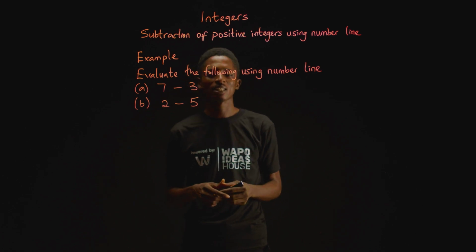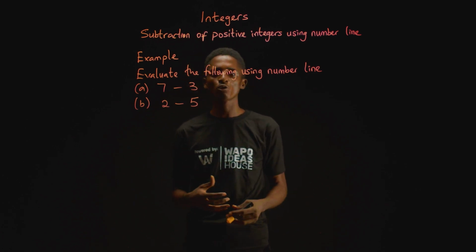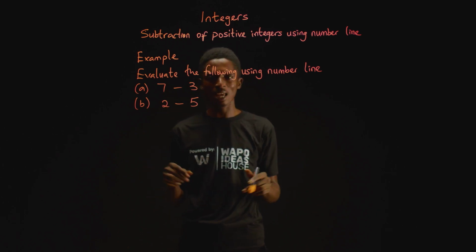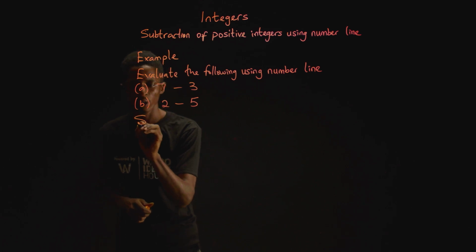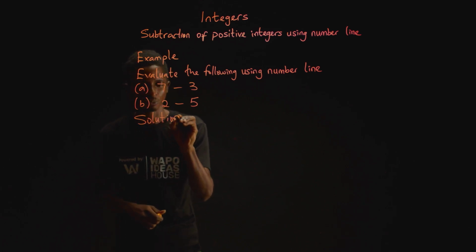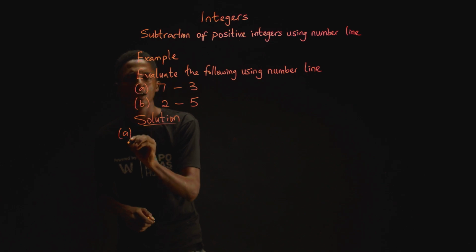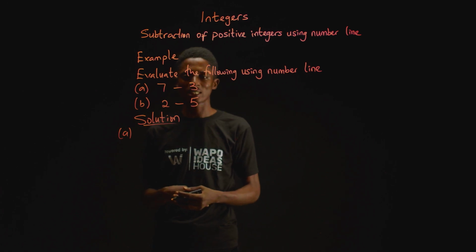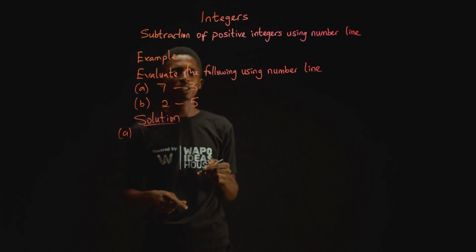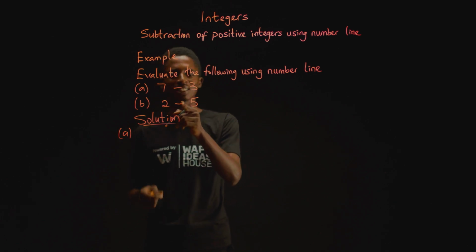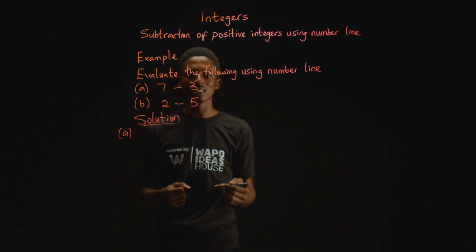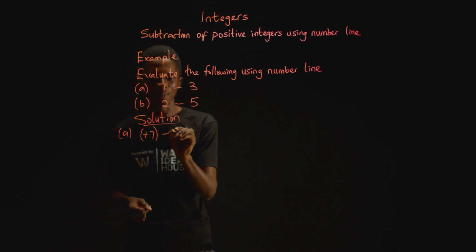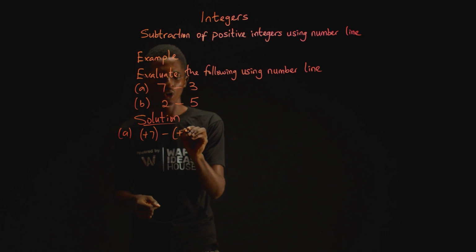To perform this, it takes a different step compared to when you are adding positive integers. So you have to follow this step as it is said. So for a solution to this problem, first thing to do is to indicate what type of integers you are working with. Since we have 7, which is a positive integer, and we are subtracting 3, which is another positive integer, we will then write it as plus 7 minus plus 3.